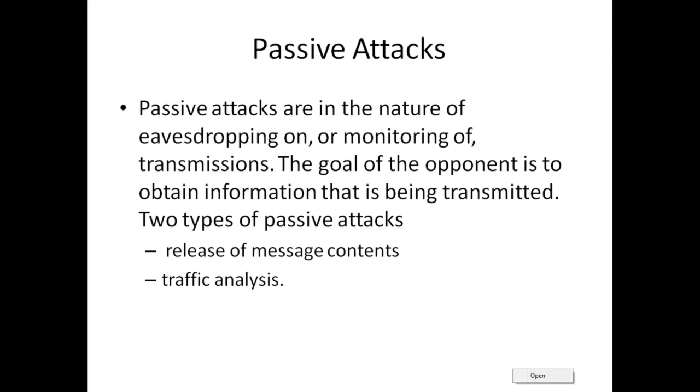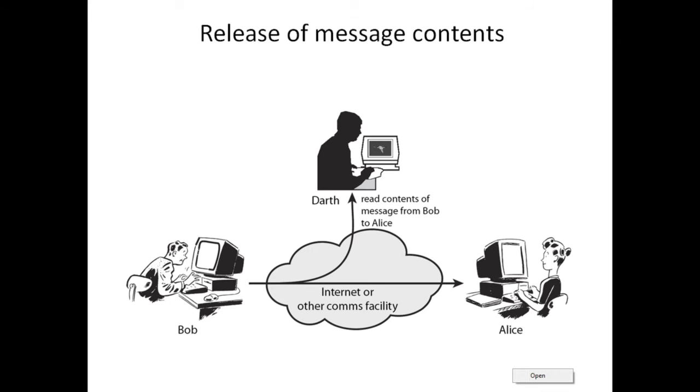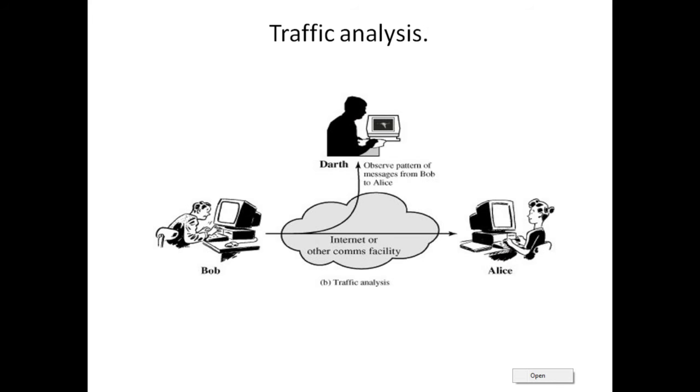Passive attacks are those where the goal of the opponent is to obtain the information that is being transmitted, and no modification or deletion of data or information is done here. The examples here are release of message contents or snooping, and traffic analysis. In the release of message content, the sender is sending some data or information to the receiver, and the attacker is quietly sitting and reading those contents. This is a passive attack.